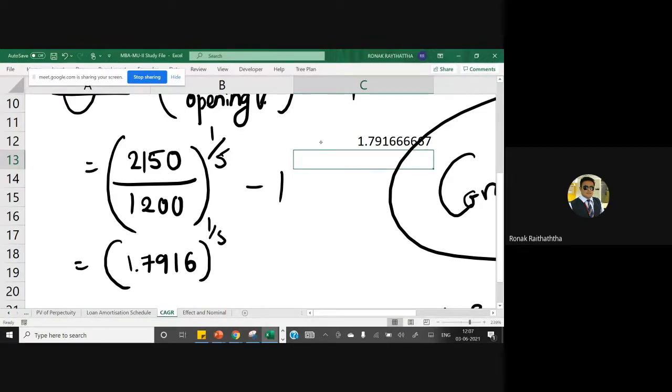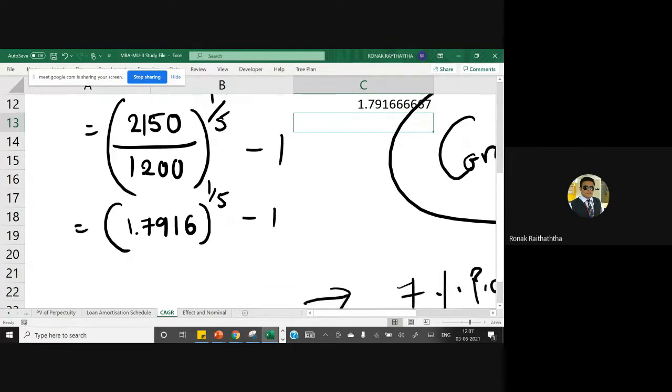1 divided by 5 minus 1, and we are mathematically stuck. The moment we are mathematically stuck. Yes, does anyone want to say something?